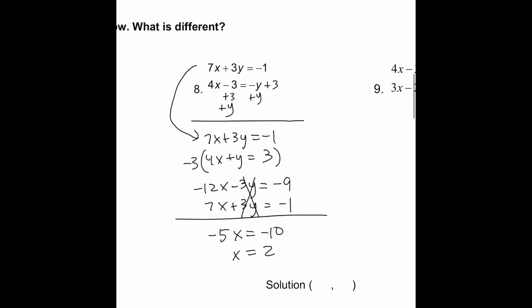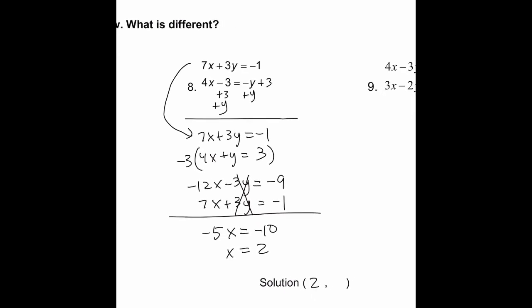Okay. Once x is equal to 2, I'm going to substitute it into one of them. So 4x minus 3 is equal to negative y. So I'm going to substitute 2 in it. So 8 minus 3 is equal to negative y. 5 is equal to negative y, which makes y equal to negative 5.